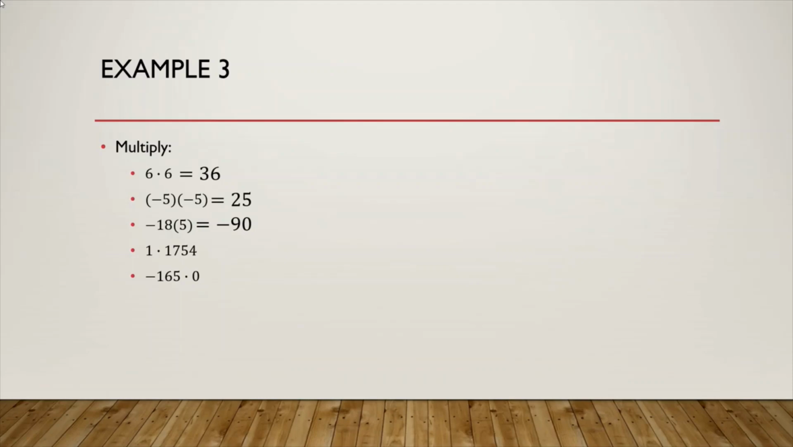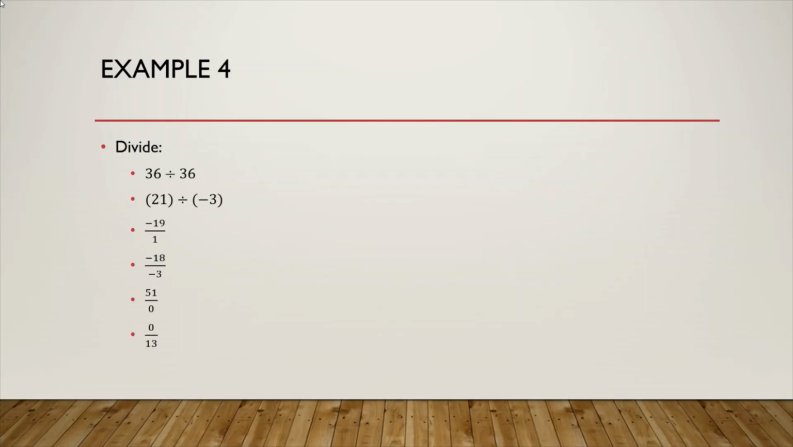1 times anything is just the anything. So here it will be 1,754. Now anything times 0 is going to give you 0.